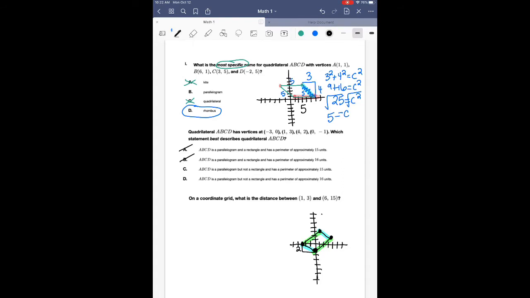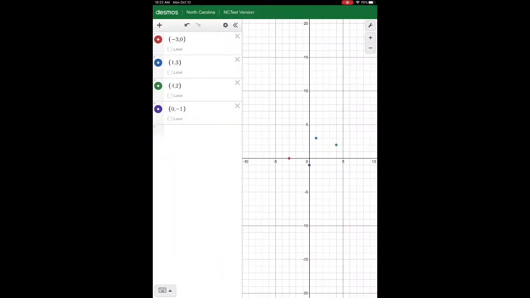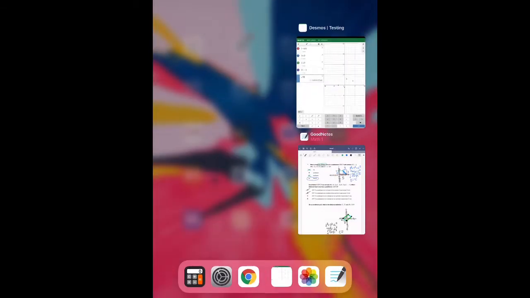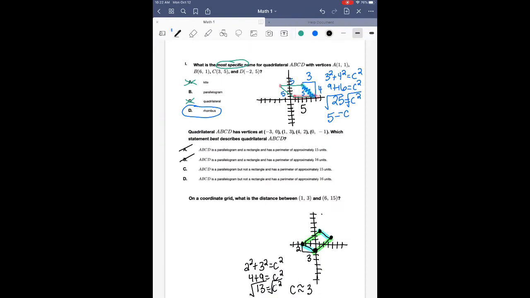I can see that there is a distance of 2 and a distance of 3. So we're going to do 2 squared plus 3 squared equals c squared. So we have 4 plus 9 equals c squared, and that's going to give me 13. So the square root of 13 is going to be approximately, we can go right to Desmos and plug that in. The square root of 13 is 3.6.